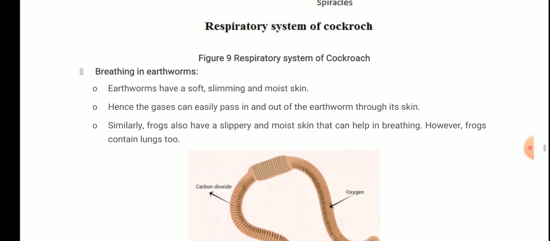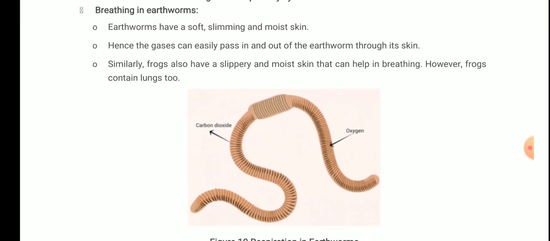Okay. Then the next one that we discussed was the earthworm. In the earthworm, I told you that they have soft, slimy and moist skin, so gases can easily pass in and out of the earthworm through its skin. Similarly, frogs also have slippery and moist skin that helps in breathing. I told you that on land frogs breathe with the help of lungs, but when they are in water, because they are amphibians, they breathe with the help of that moist skin.